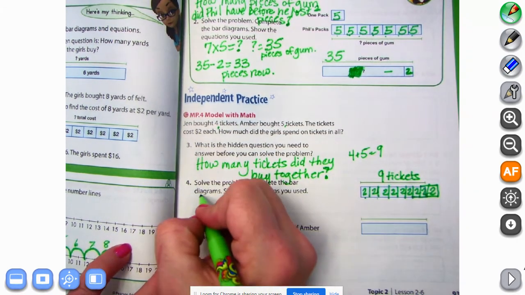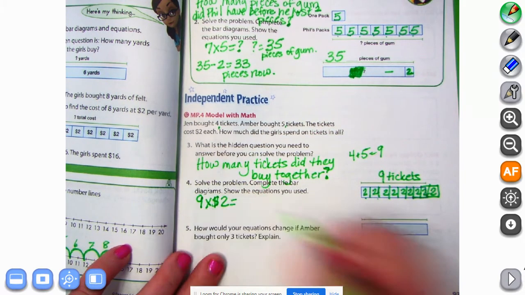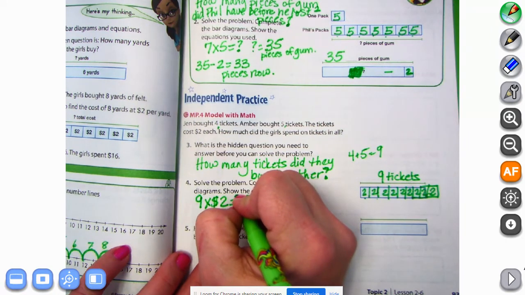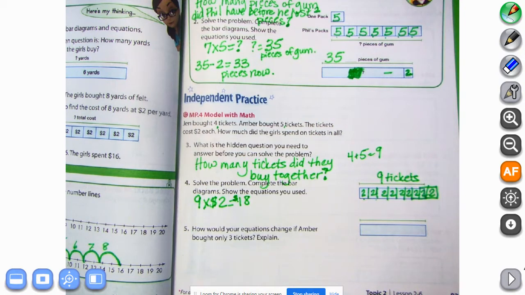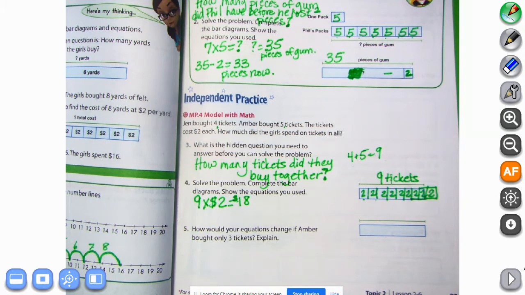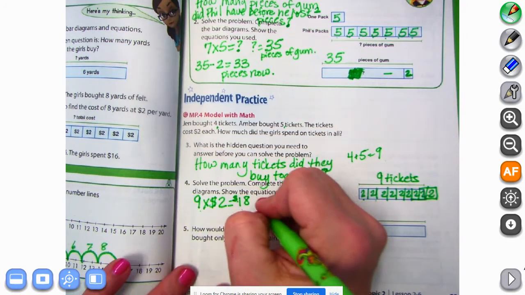Solve the problem. 9 times $2 equals $18. Because we had our 4 plus 5, that's how we found our 9 tickets. And then our 9 tickets times $2 each makes it $18 total.